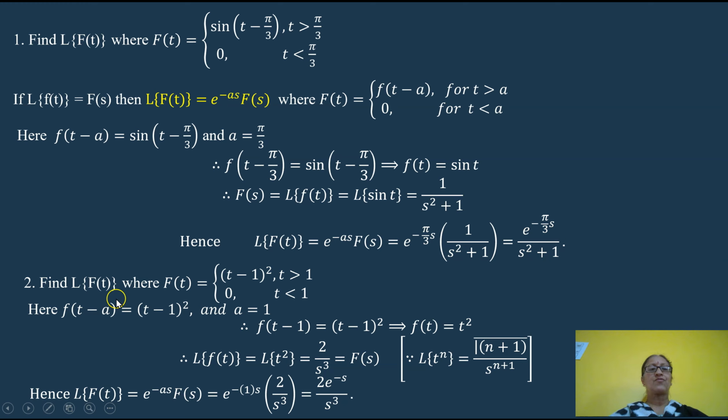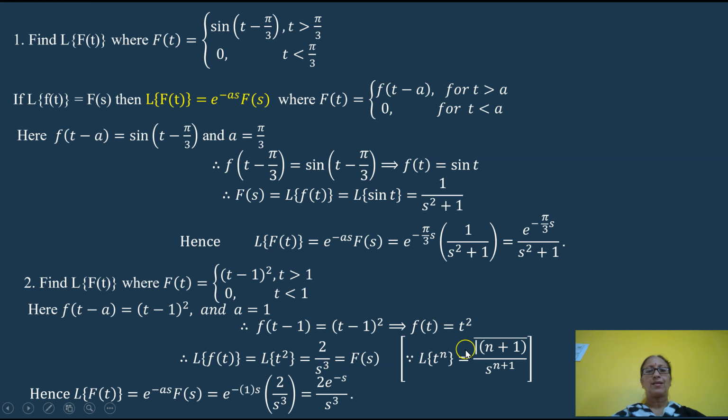Find the Laplace transform of f(t), where f(t) equals (t minus 1) whole square when t is greater than 1 and 0 when t is less than 1. So here f(t minus a) equals (t minus 1) whole square, that is a equals 1. Compare these two: a equals 1, and f(t minus 1) equals (t minus 1) whole square implies f(t) equals t square. Now find the Laplace transform of f(t), that is t square.